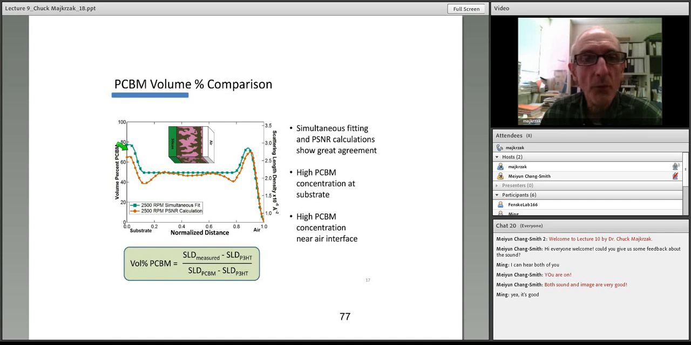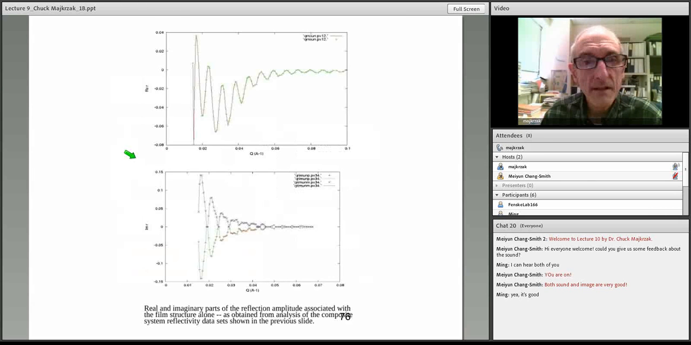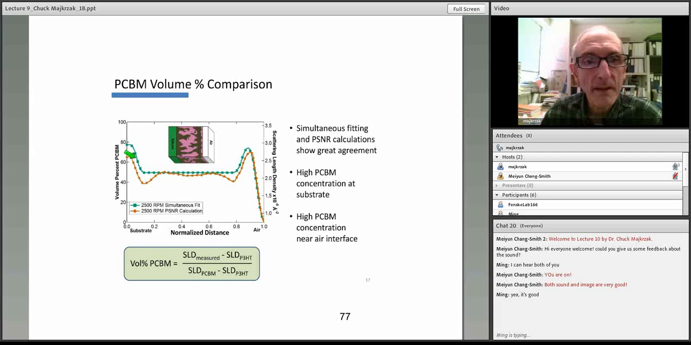But anyway, the point is, if you do the simultaneous fitting, you get the green curve. And for reflection measurements with this accuracy, limited by how far out the data was collected in Q, you can see that it was possible to go out to a Q of almost 0.1 reciprocal angstroms. What happens is that you get exceedingly good agreement within statistical uncertainty by the two methods.